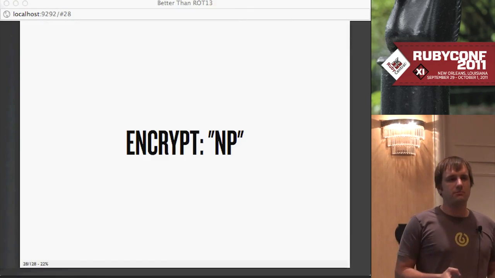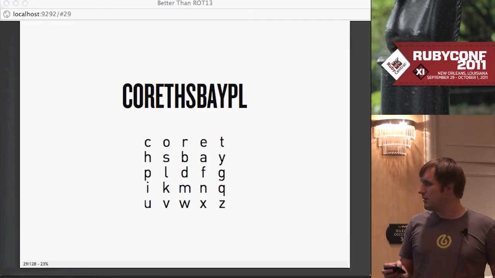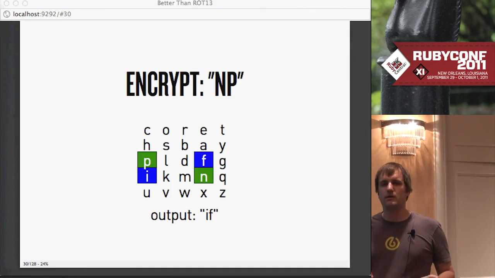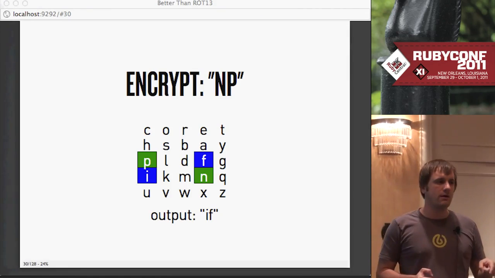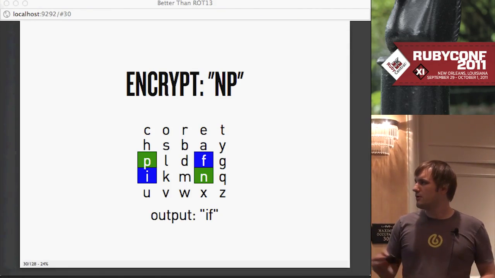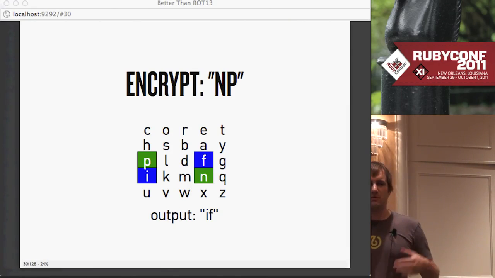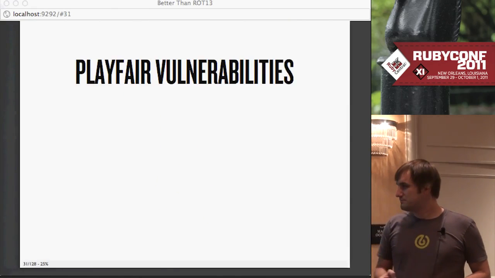So let's say we want to encrypt NP. So we take our square, we find N and P, kind of in the middle there, and then that forms a rectangle. And so we take that rectangle and find the other two corners of the rectangle, and that's your encrypted pair. So here we would output "IF." There are rules on what happens if they're in the same row, the same column, or two in a row. I won't go into those.